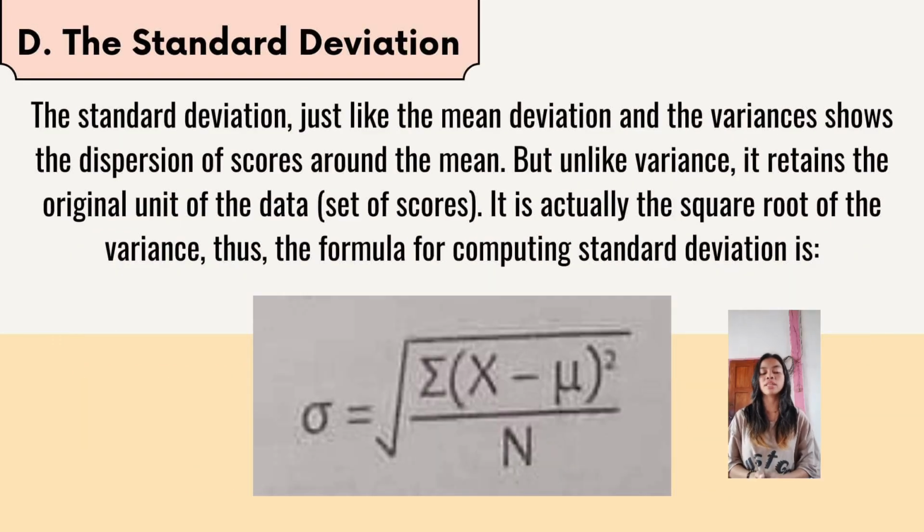In letter D, the standard deviation. The standard deviation, just like the mean deviation and the variance, shows the dispersion of scores around the mean. But unlike variance, it retains the original unit of the data set of scores. It is actually the square root of the variance. Thus, this is the formula of the standard deviation.